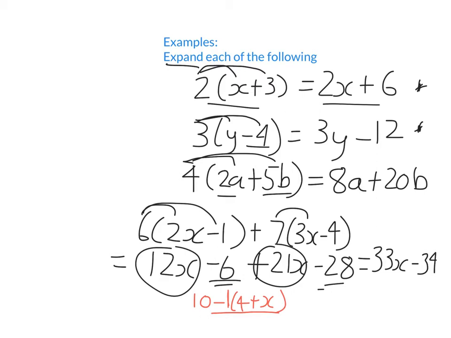To expand the bracket, I'm leaving the 10 alone, I'm not doing anything with it. So minus 1 times 4 is minus 4. Minus 1 times x, so it's not plus x, it's negative x. And then 10 and 4 are, of course, like terms. I'm just left with 6 minus x. So make sure you watch out for those kind of examples.